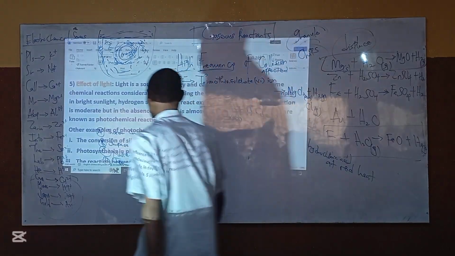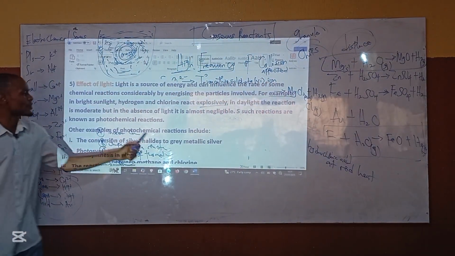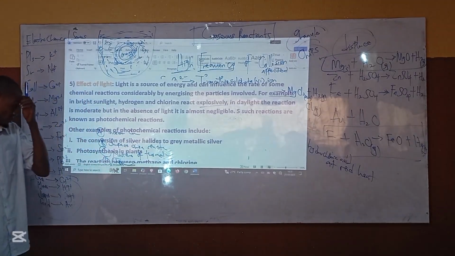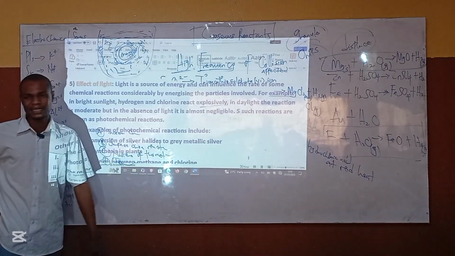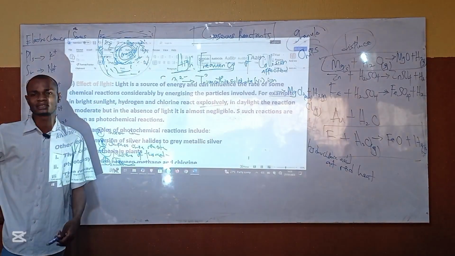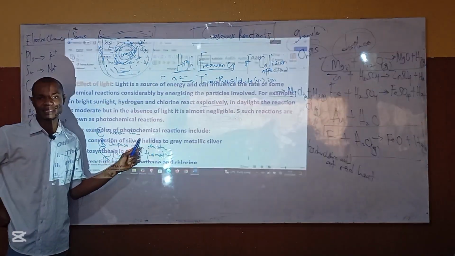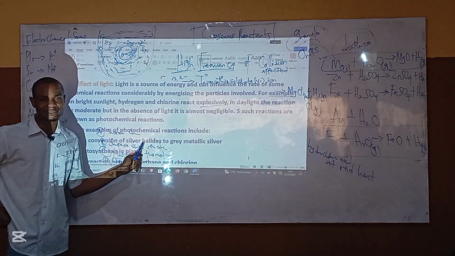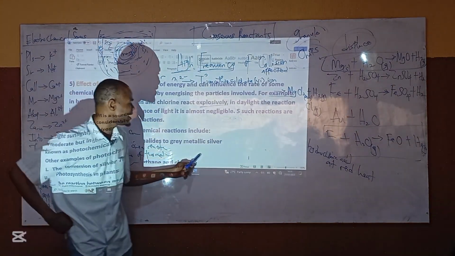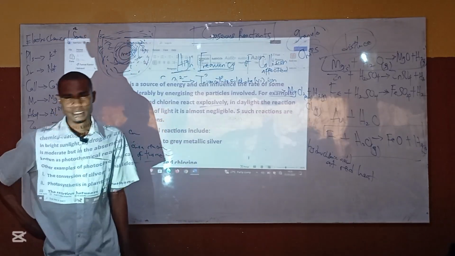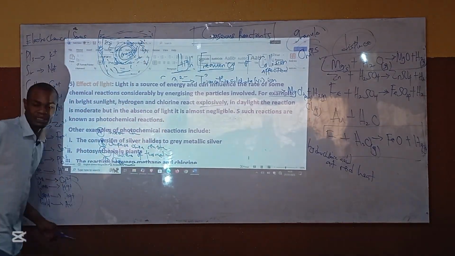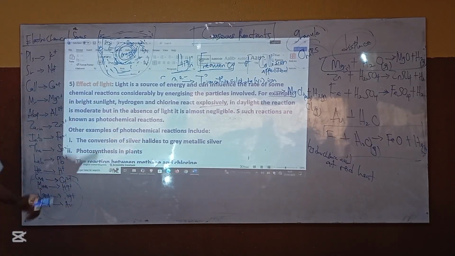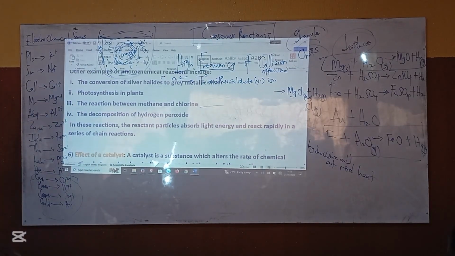So now, other examples of photochemical reaction include what? When they say halide, what do you understand by halide? When halogens combine with metal, right? Metallic halides. Now, silver halide, silver chloride, turns to gray metallic silver. That's one example. Another example is photosynthesis in plants.